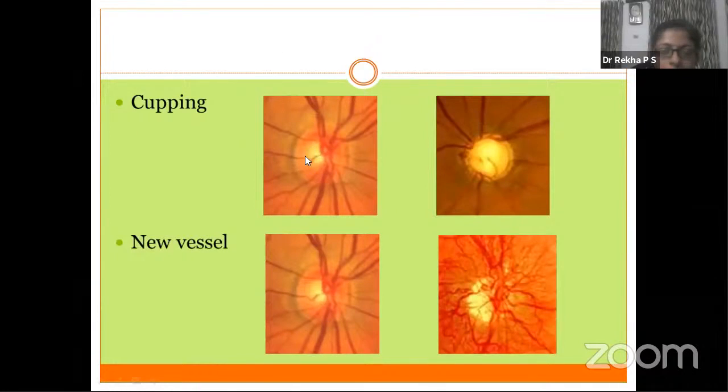Now cupping. You can see the central white area, that is the cup. Normal cup disc ratio is 0.3. And if we get an increase in vertical cup disc ratio, that is indicative of primary open angle glaucoma. Also look for new vessels over the disc. New vessels indicate ischemia that can be seen in diabetic retinopathy, ischemic retinal vein occlusions, etc.